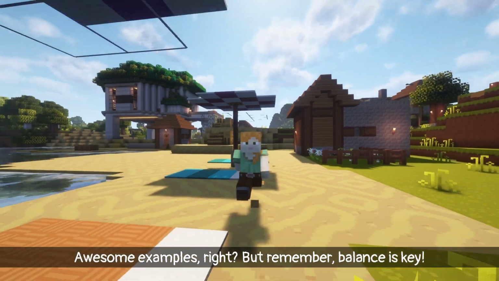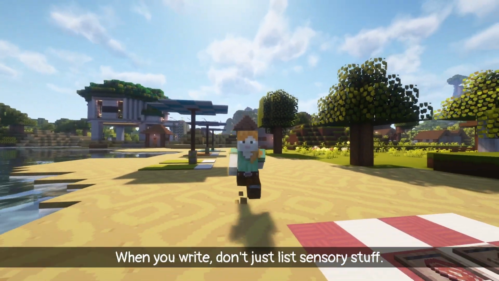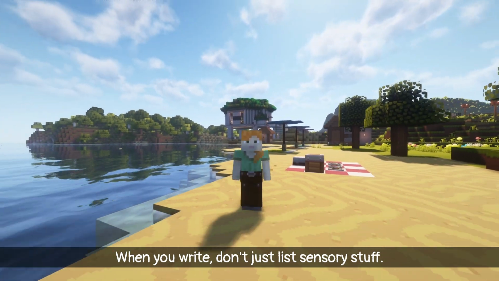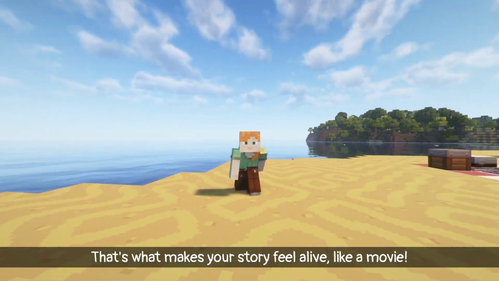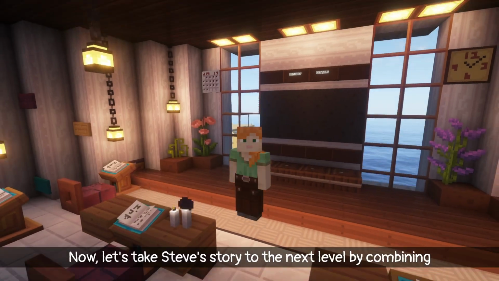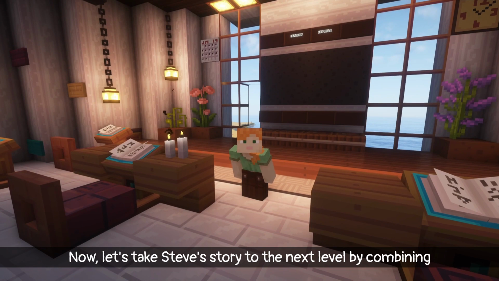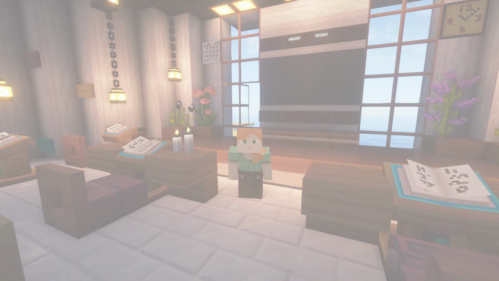Awesome examples, right? But remember, balance is key. When you write, don't just list sensory stuff. Let your characters react to what they're sensing too. That's what makes your story feel alive, like a movie. Now, let's take Steve's story to the next level by combining everything we have learned today and rewriting his story.